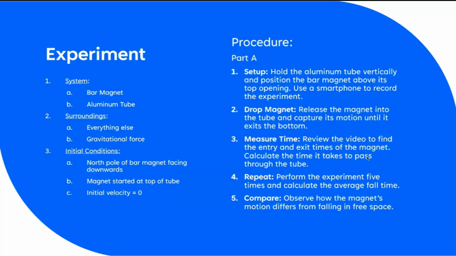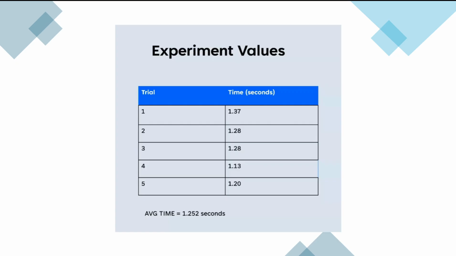Then you repeat it to make sure that it stands up over time. So we performed the experiment 5 times and calculated the average fall time. And compare, observe how the magnet's motion differs from falling in free space. It's a little slower.